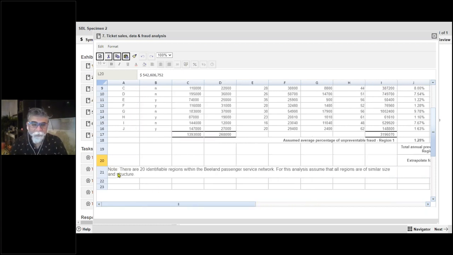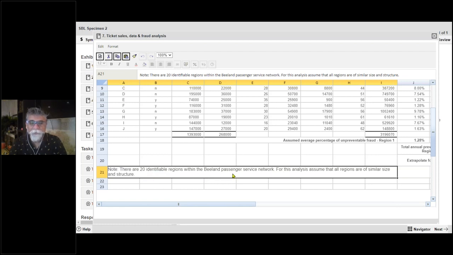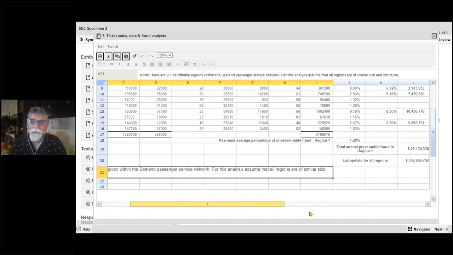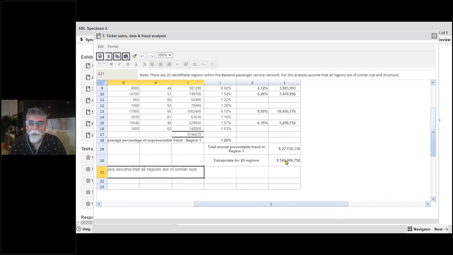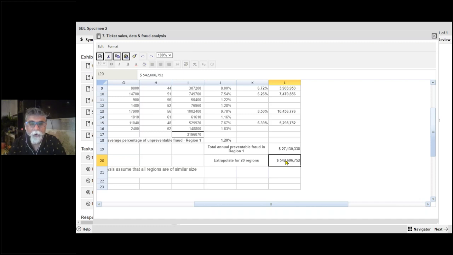And what is this story he's saying? There are 20 identifiable regions within the passenger service. Okay, so there are 20. So Railco has divided the entire country into 20 provinces or regions. For this analysis, assume that all regions are of similar size and structure. I see. So it's assumed that all the regions are exactly the same as this region. Is that a sensible assumption? I don't think so. Some regions might be larger, some smaller, the population might be different, the average ticket price might be different. So I would challenge that as well. But at a very high level, $500 million is there, plus minus 10% here and there. My God.